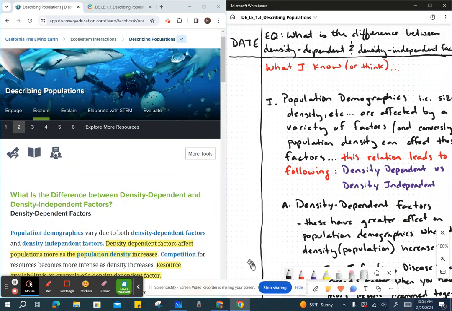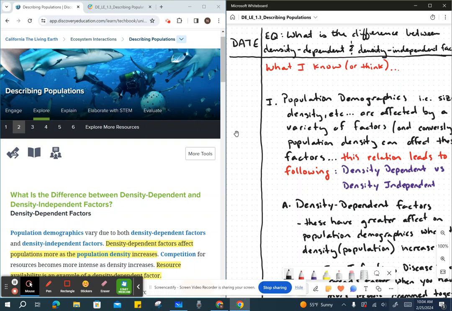Okay, let's go ahead and start here on explore number two of describing populations. You can see I've already drawn out our notes there. So draw your template for your Cornell note. Go ahead and put the date down and write down the essential question. What is the difference between density dependent and density independent factors?